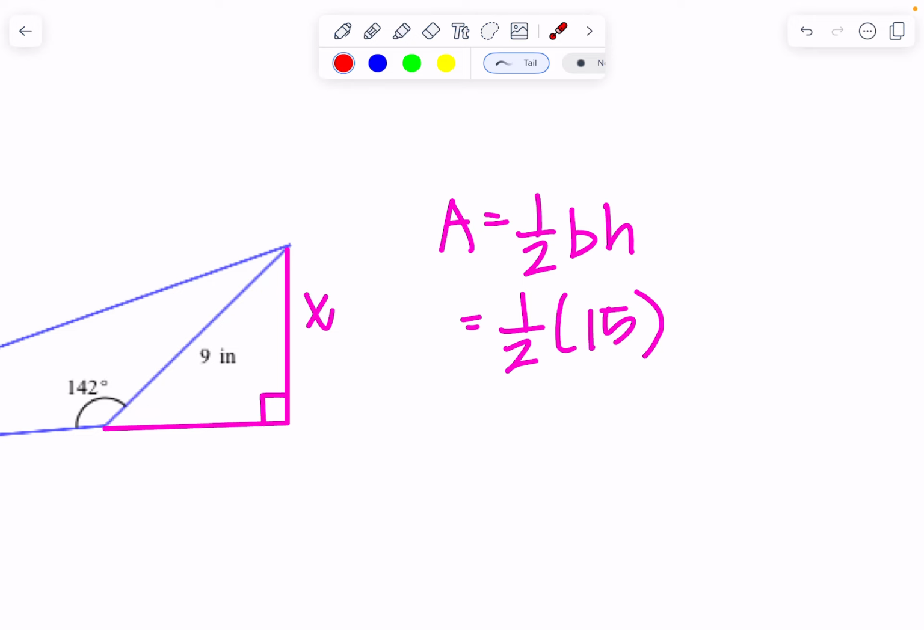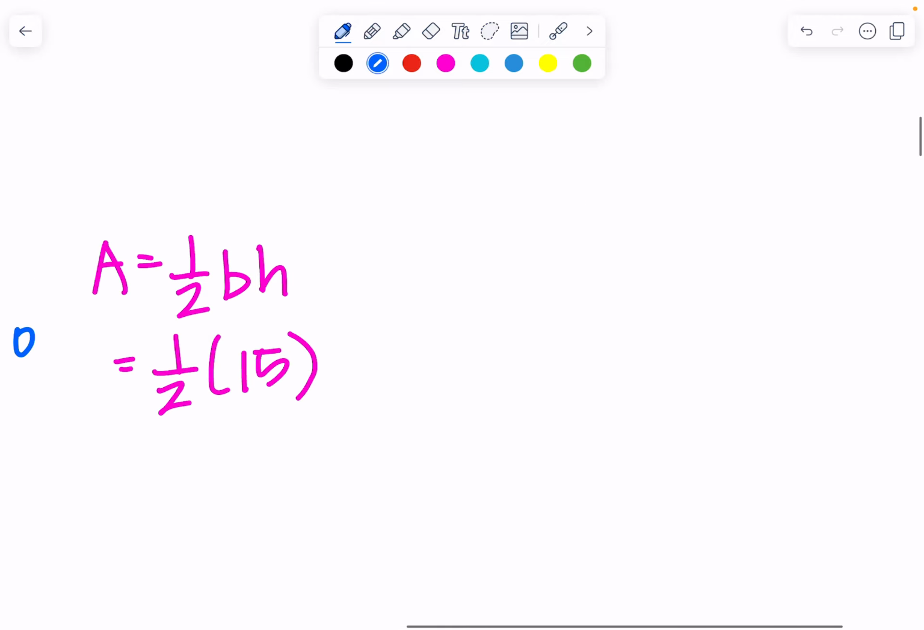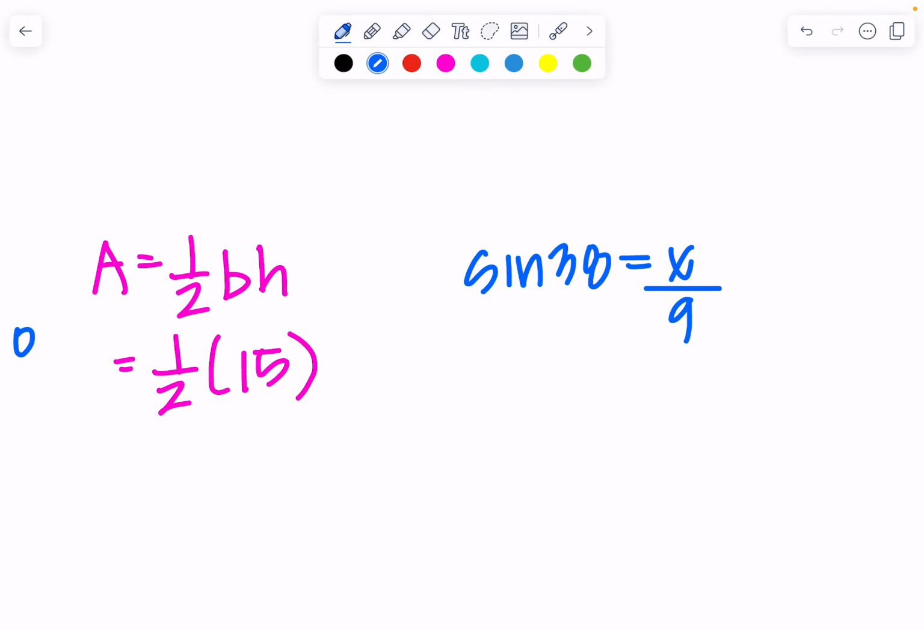The nice part is that obviously they gave us this is 142. We can find the angle right next door to it because it adds up to 180. So you just have to do a little bit more work there and you will get 38. Okay, now that you have a reference angle, label your sides. This is your opposite, this is your hypotenuse. So again, it will be sine. And oddly enough, again, it is sine 38 equals x over 9, which is literally what we just did above.